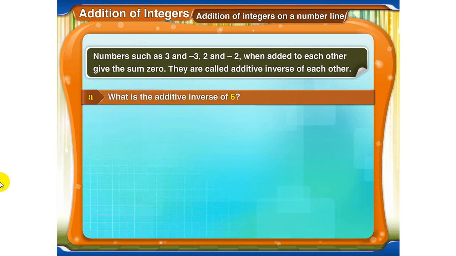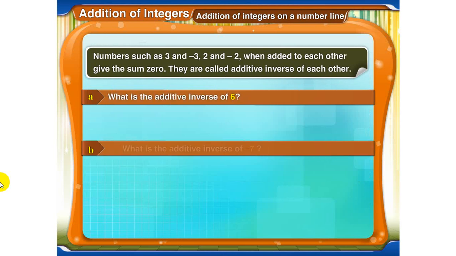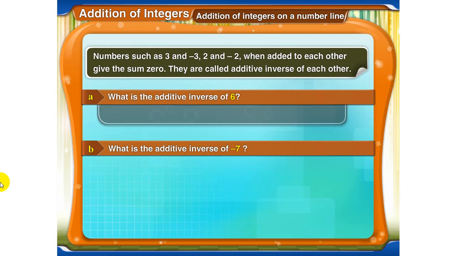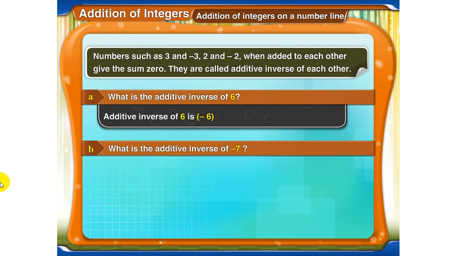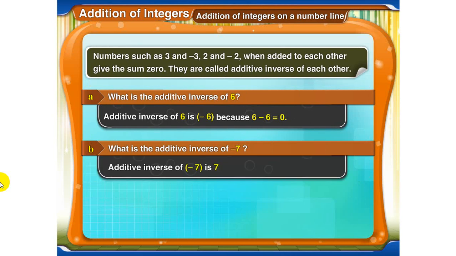What is the additive inverse of 6? What is the additive inverse of minus 7? The additive inverse of 6 is minus 6 because 6 plus minus 6 is equal to 0. Similarly, the additive inverse of minus 7 is 7 because minus 7 plus 7 is equal to 0.